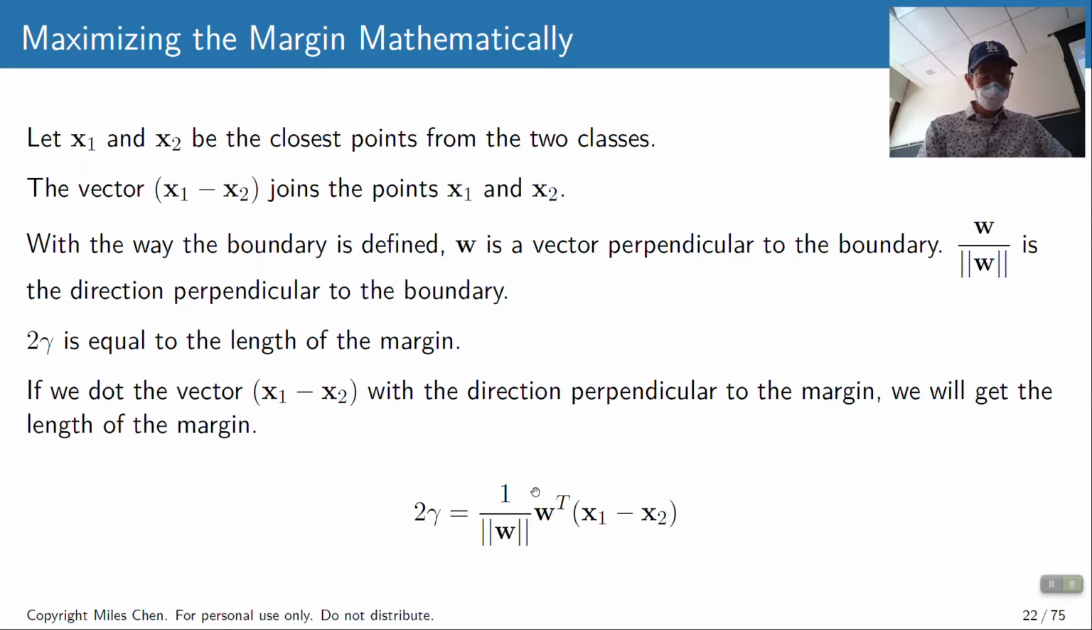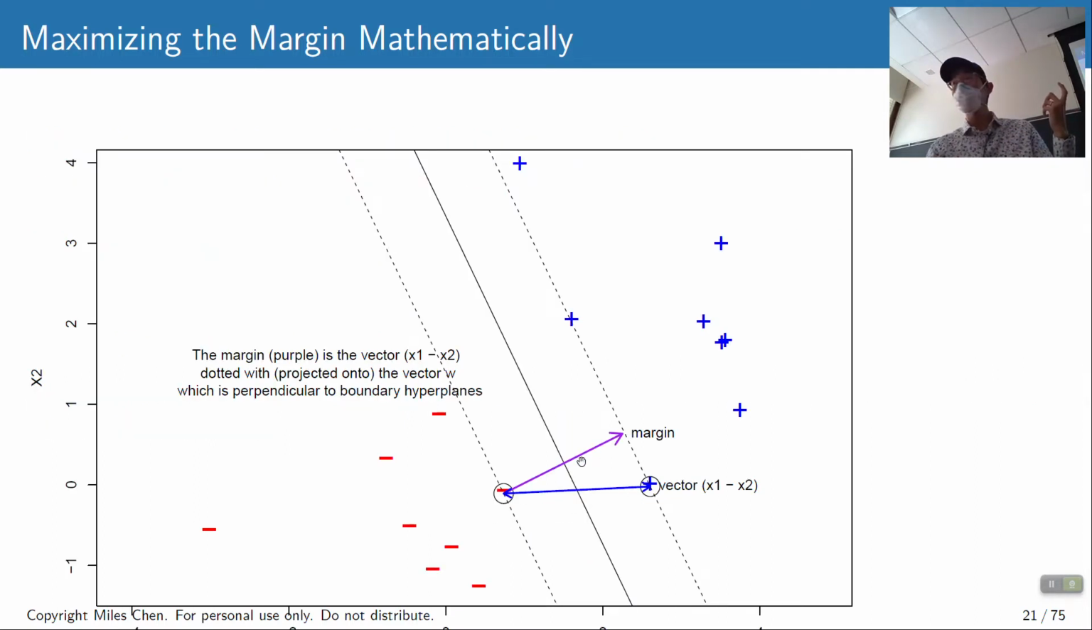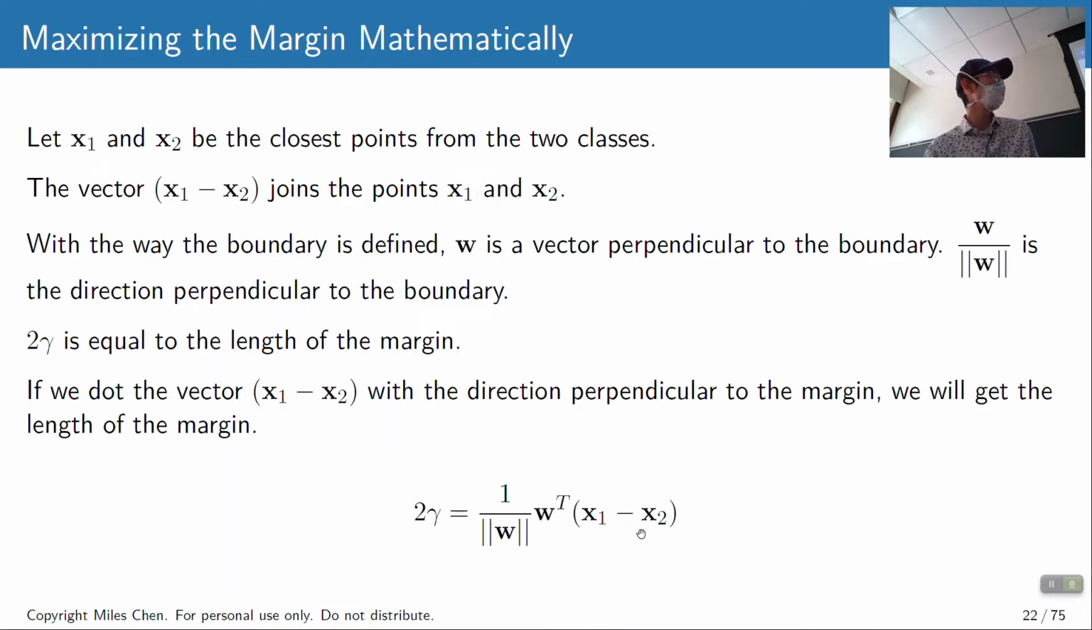And so if we dot that vector x1 minus x2 with w over w norm, the direction, so w over the norm of w transpose x1 minus x2, this is going to be equal to the length of the margin. I want to make sure the steps here are okay. So we're saying this w over the norm of w is basically a unit vector in this purple direction. And then we're going to take the dot product, or the projection, of x1 minus x2 onto that direction.